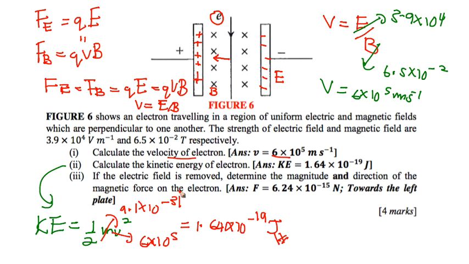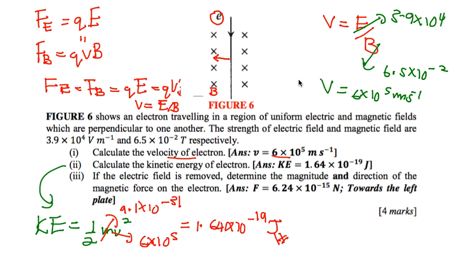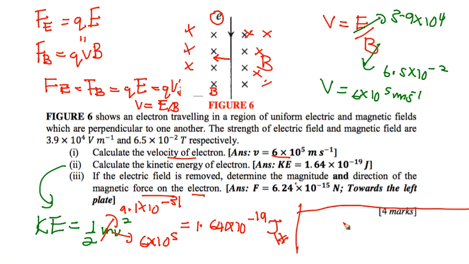Number 3, if the electric field is removed, so now you can remove the electric field. Now you have only the magnetic field B here, right? The question asks you to calculate the magnitude and direction of the magnetic force on the electron.